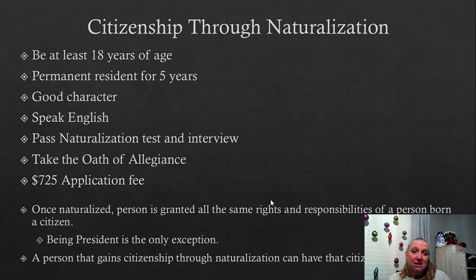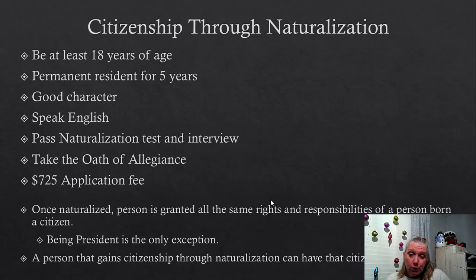To become a naturalized citizen, you have to be at least 18 years of age. You need to be a permanent resident for 5 years, with that status granted to you by the federal government. You must be of good character. The definition of good character is kind of vague, but typically you are not in trouble with the law, so you're law abiding, and you are involved in the community that you live within. Those sorts of things would be good character.